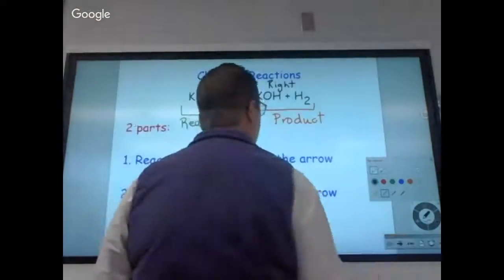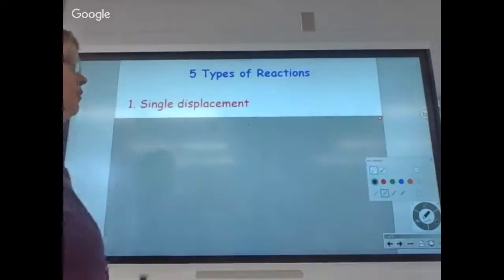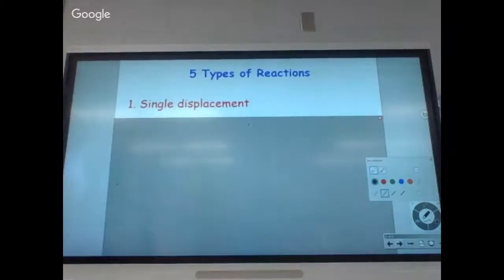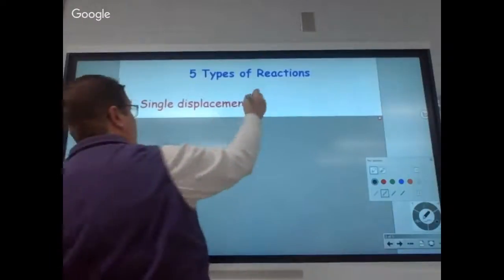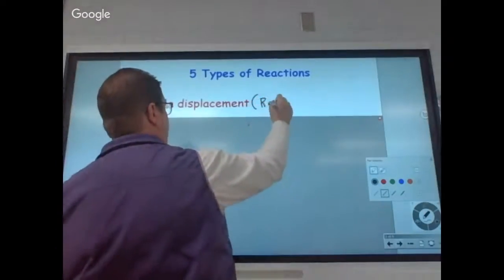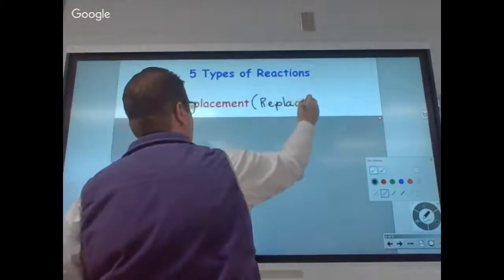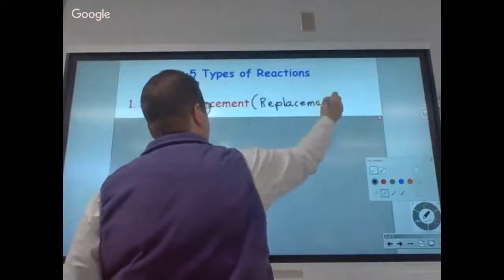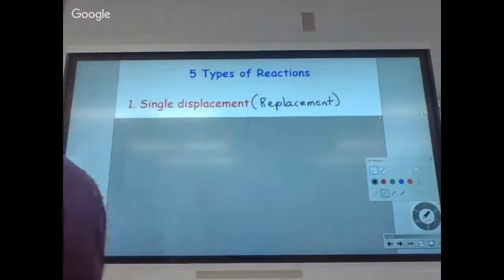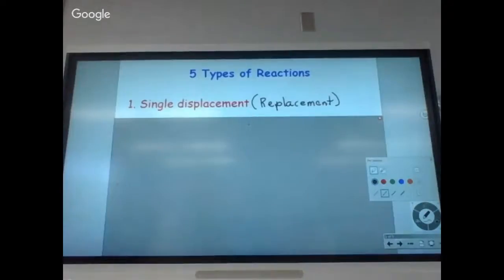So we're going to start with single displacement. Now, some books call it single replacement. It means the exact same thing. It doesn't matter if they call it displacement or replacement. It is the exact same type of reaction. Depends on the author of the text or the question as to which one they refer to it as. It's one and the same.